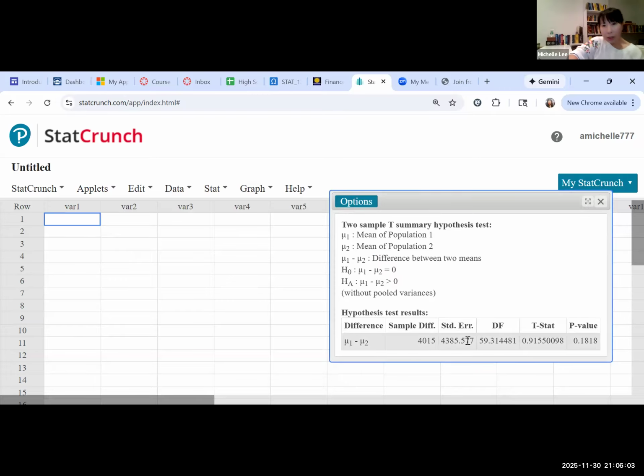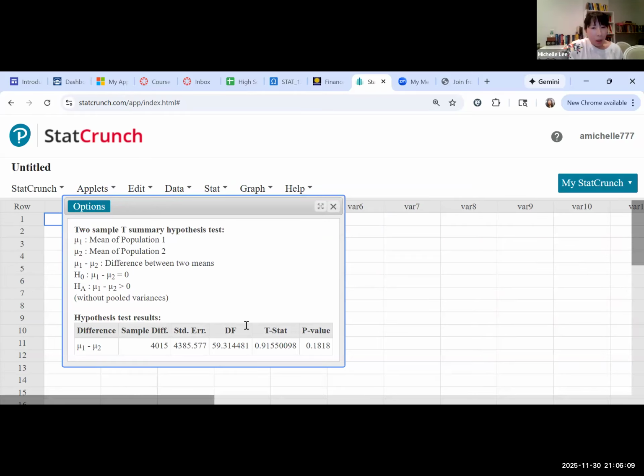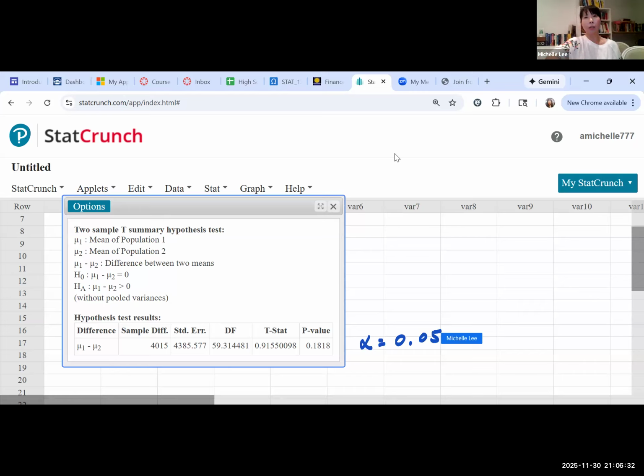All right, so we read the p-value in that case, right? So the p-value is 0.1818. How do we determine the conclusion, right? So we compare with alpha, which is 0.05. What do you think? The p-value is greater than alpha, right? Okay, then how do we say, fail to reject? Do not reject, right? So fail to reject.